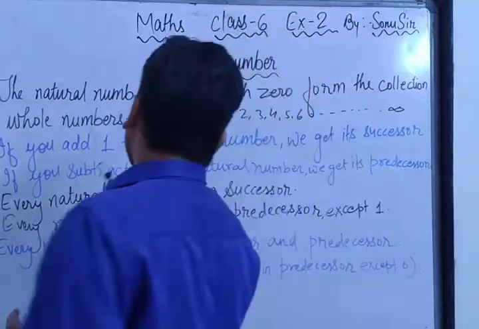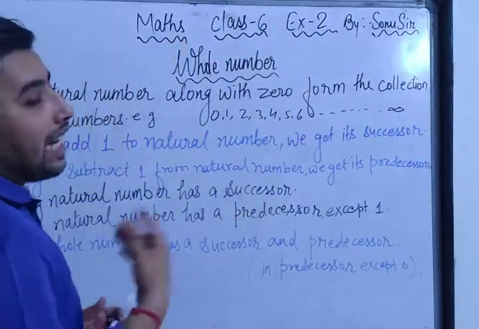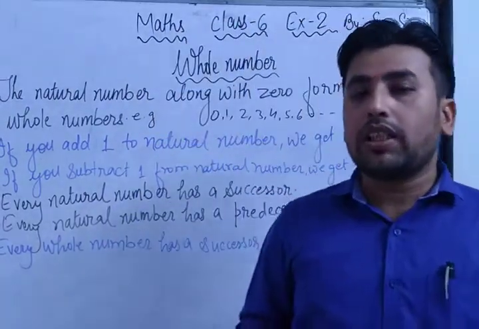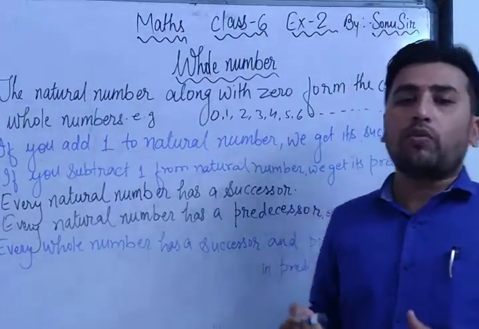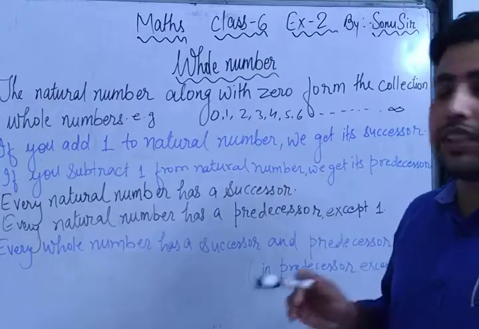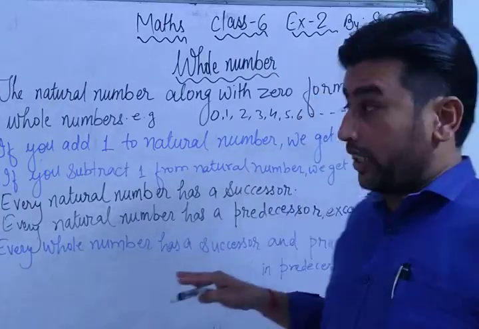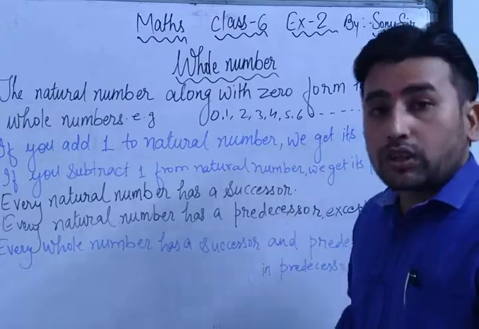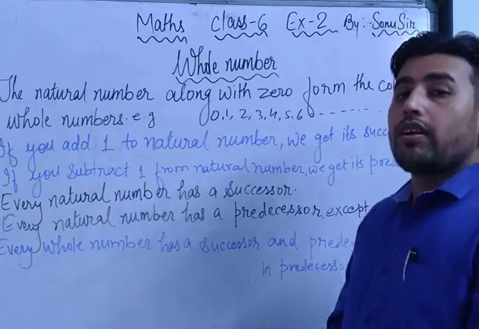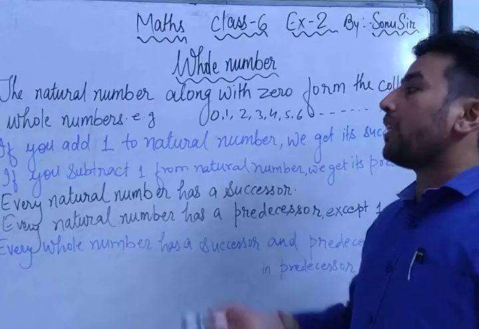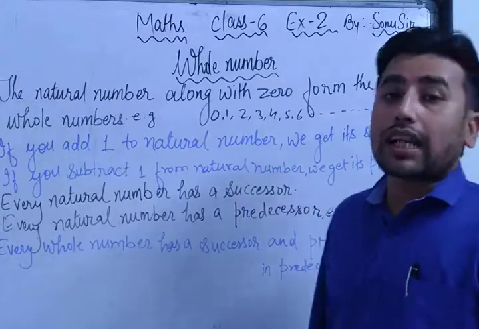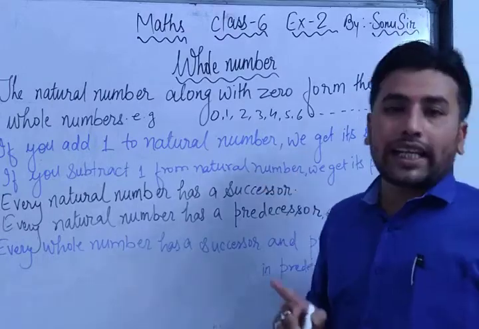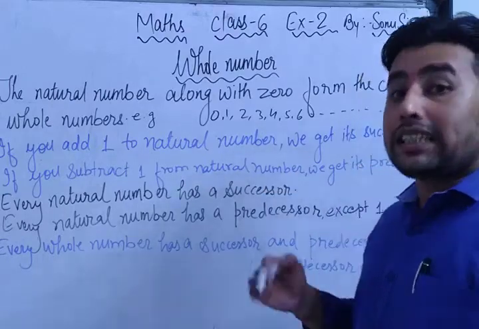If you add one to a natural number, we get its successor. All of us know what is a natural number. Natural number means the numbers which start from 1, 2, 3, 4 and end with infinity. Infinity means no end. So from 1 to infinity, whatever the numbers are there, that is called a natural number. And if I want any natural number's successor, what I will do is add 1 to that number, so I will get its successor, right?